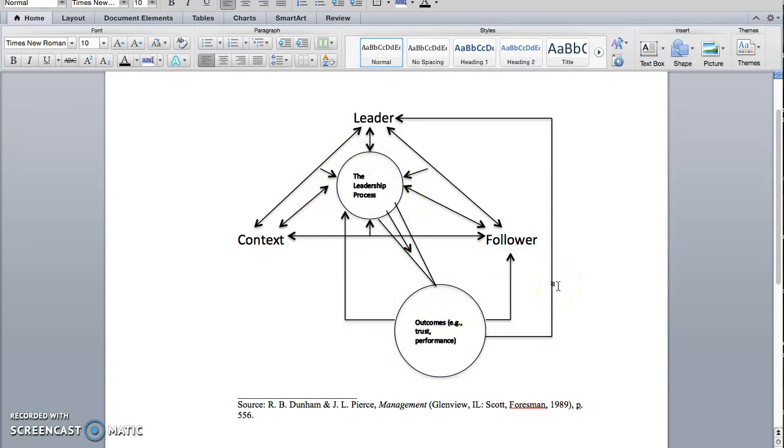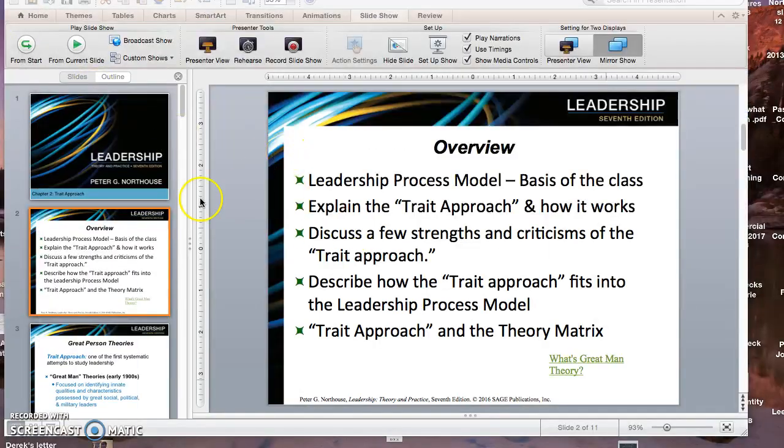And what we're going to do in this class is take different theories and approaches that explain different parts of this and show why different parts are important at different times, so that each of these theories will give us some insight into the way the leadership process is working. And for this first unit, we're going to look at the trait approach. So let's do that now.